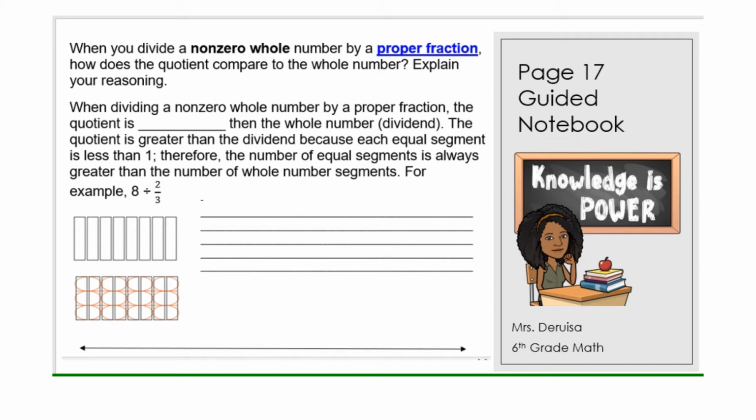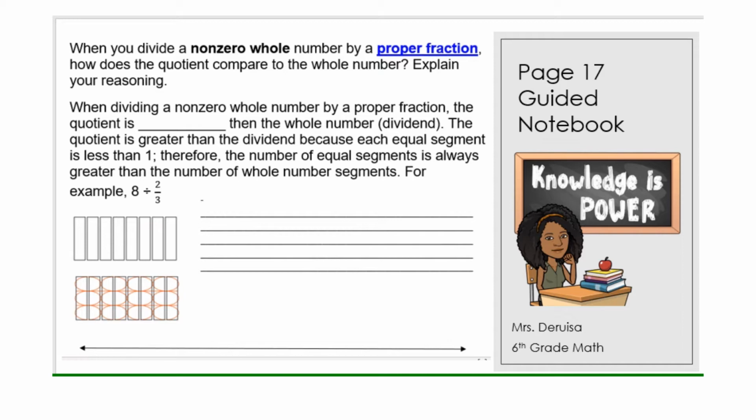Explain your reasoning. When dividing a non-zero whole number by a proper fraction, the quotient is blank, then the whole number, dividend. The quotient is greater than the dividend because each equal segment is less than 1. Therefore, the number of equal segments is always greater than the number of whole number segments. For example, that was a bunch of words and I don't know what that's talking about. So I like to do an example.